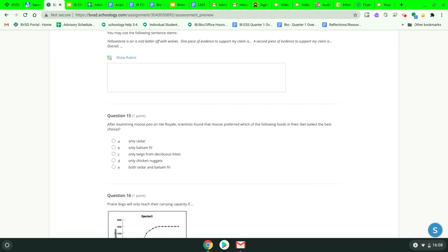Question 15. After examining moose poo on Isle Royale, scientists found that moose preferred which of the following foods in their diet? Select the best choice. Did the moose prefer only cedar? Did they prefer only balsam fir? Did they prefer only twigs from deciduous trees? Did they prefer to eat only chicken nuggets? Or did they prefer both cedar and balsam fir?